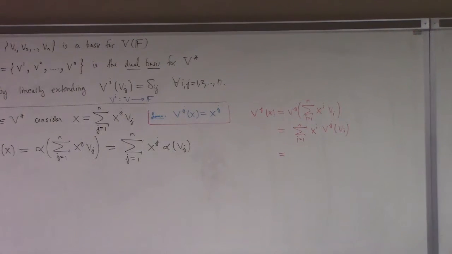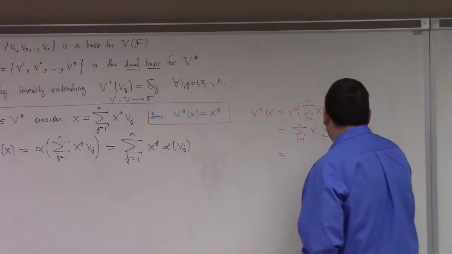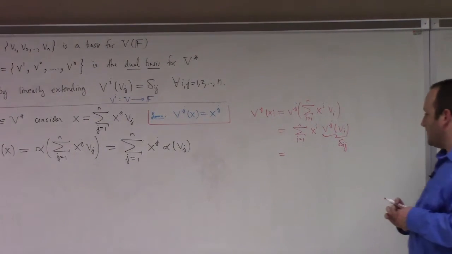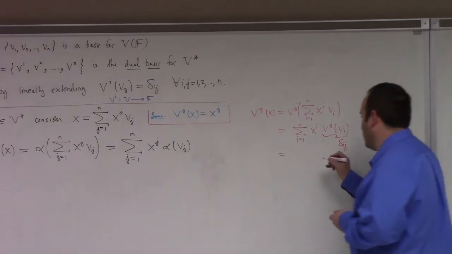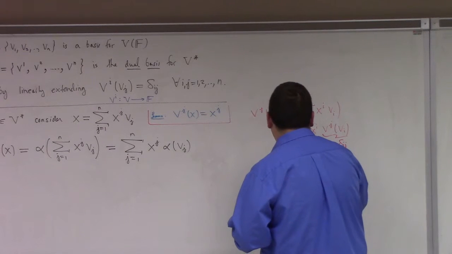Which is what? By definition, v^j acting on v_i is what? It's a dual basis, so by definition, that's the Kronecker delta ij. As I've told you before, the Kronecker delta is the natural enemy of the finite sum. It kills it. And so that leaves you with what? i is the dummy index of summation. j is a free index here. So you're left with the j. That leaves us with x^j, which is precisely the content of my little lemma.